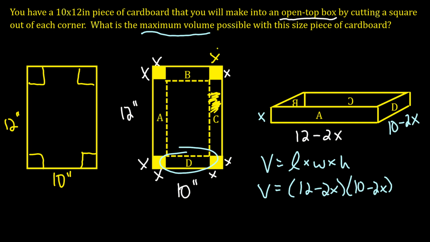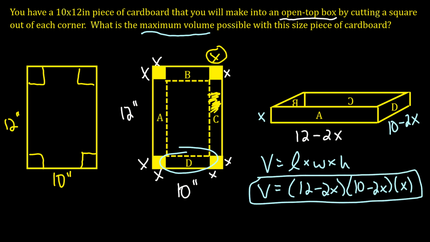So anyway, we cut x off of side C, and so when we fold that up, that's going to be x tall. So when we do length times width times height, the height is going to be x. So the volume is this strange, funky formula right here. What we want to do is figure out the maximum volume, and we can just plug that into a graphing calculator. In this case, I'm going to plug it into Desmos.